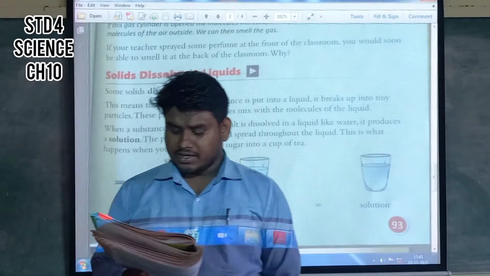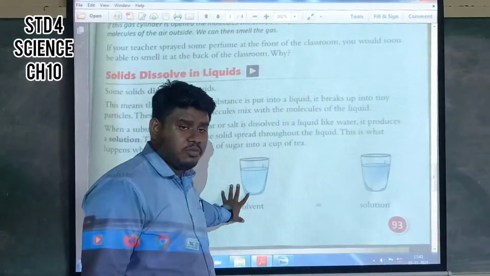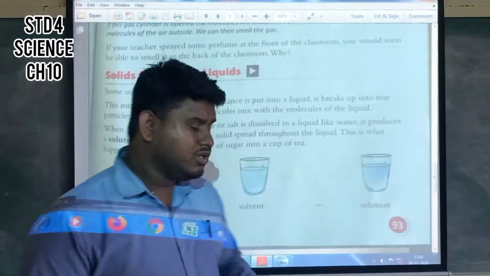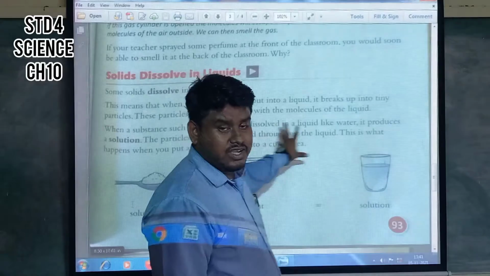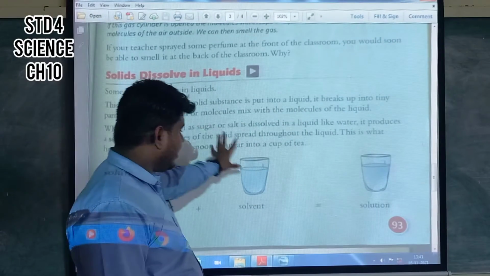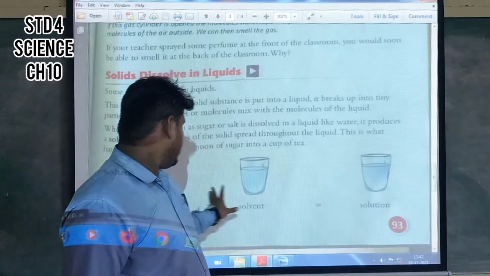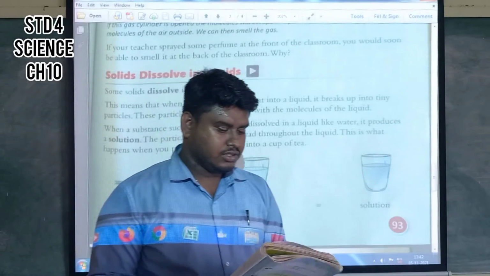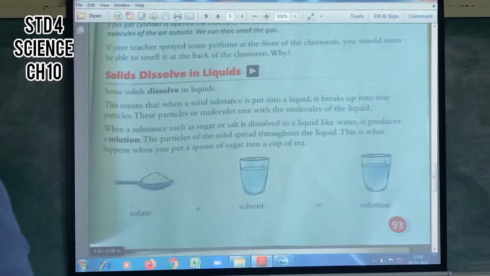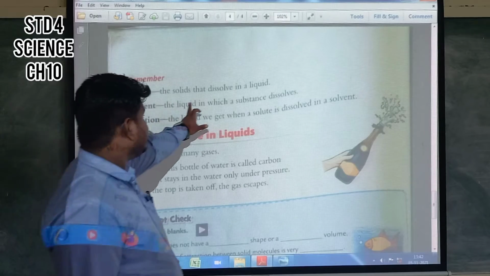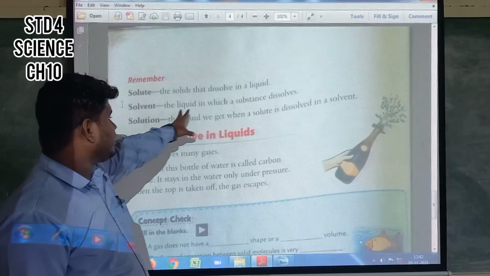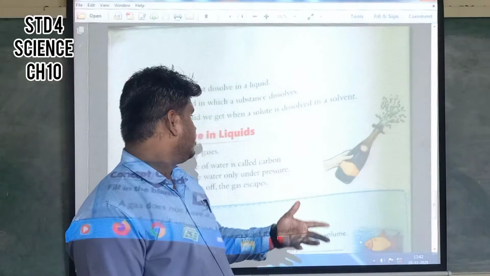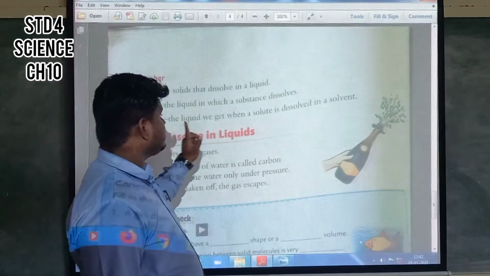The liquid part is known as solvent, and the solid thing is known as solute. The solute is added to solvent to prepare a solution. Sugar is added to water to make sugar water. Okay, solute, solvent, solution. Then it is mentioned in the book also. What is solute? The solid that dissolves in liquid. What is solvent? The liquid in which a substance dissolves. And solution, the liquid we get when solute is dissolved in solvent.